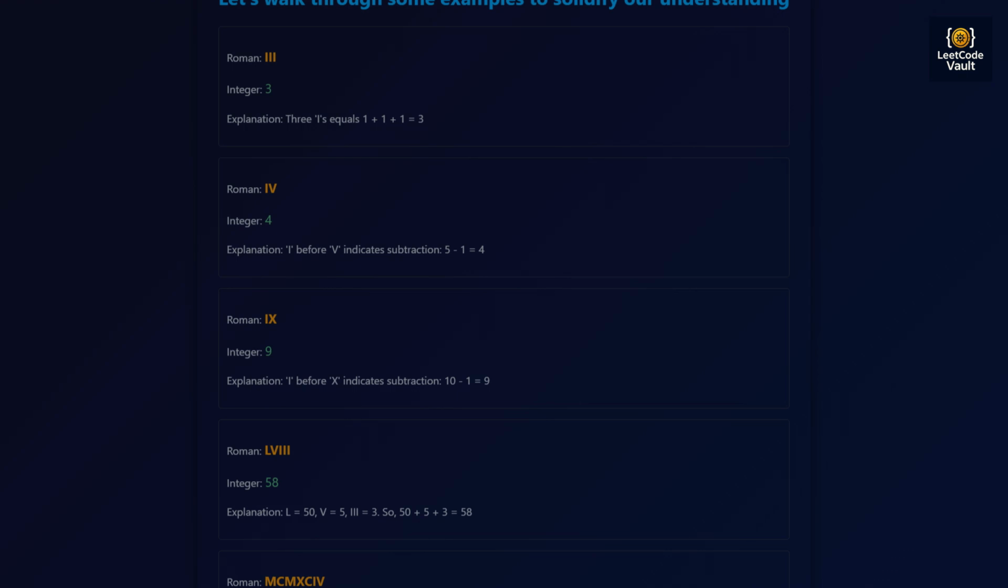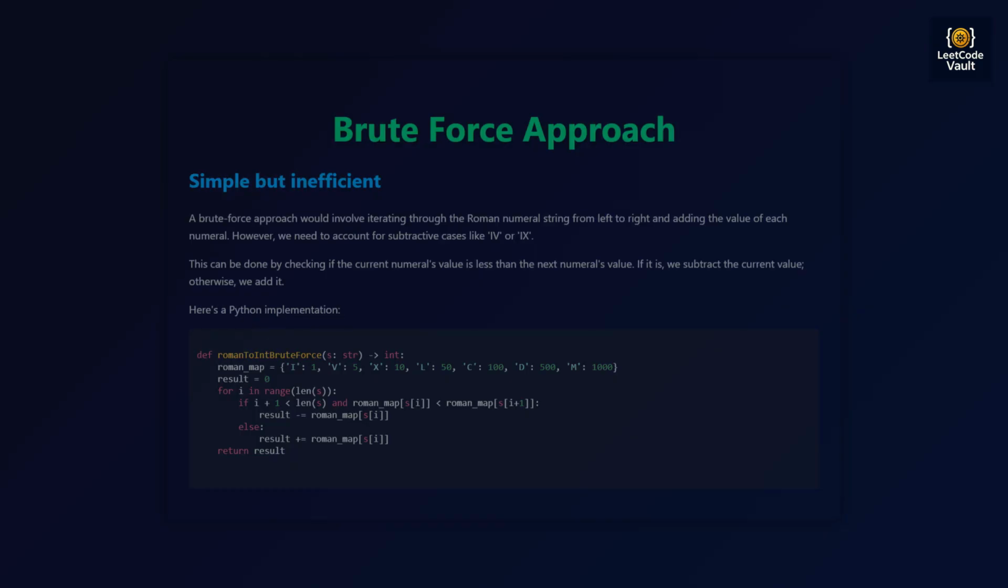Let's tackle LVII. We have L, 50, V, 5, and 3 I's, 3. Adding them together, we get 58. Finally, consider a more complex example like MCMXCV. We can break it down: M, 1000, CM, 900, XC, 90, and IV, 4, which sums up to 1994. Seeing these examples helps visualize the pattern and understand how subtractive notation works. Now we'll explore different approaches to solving this problem.